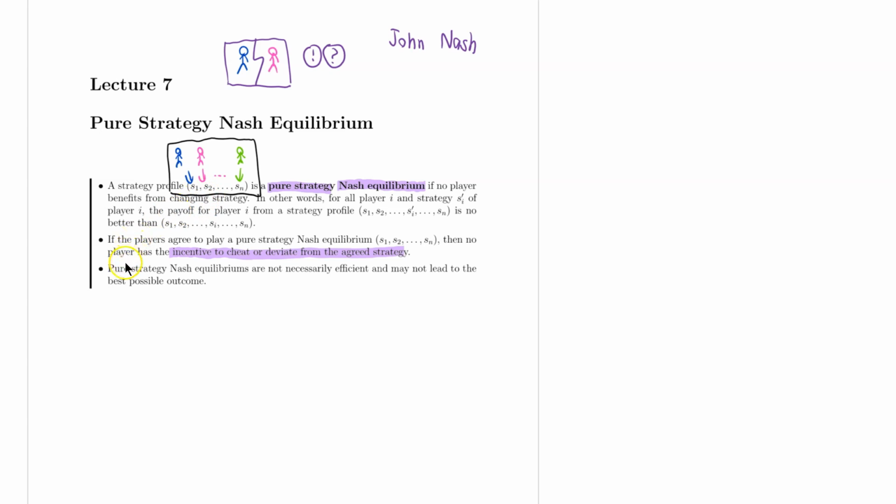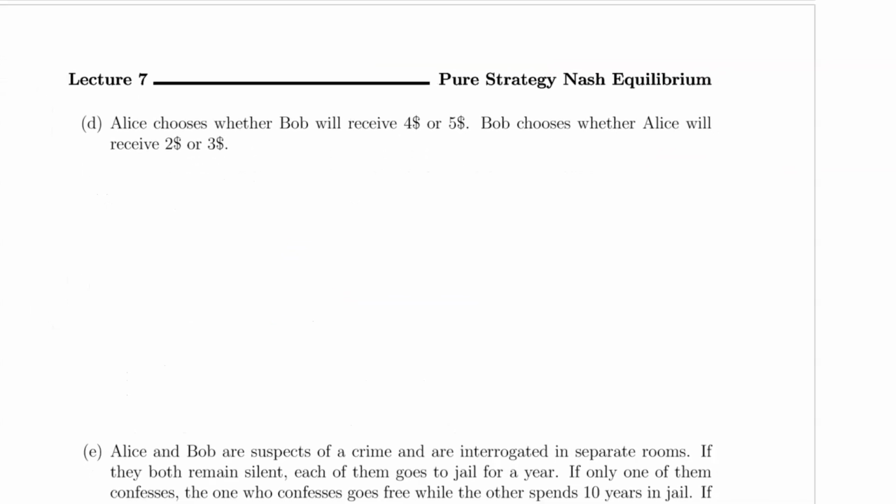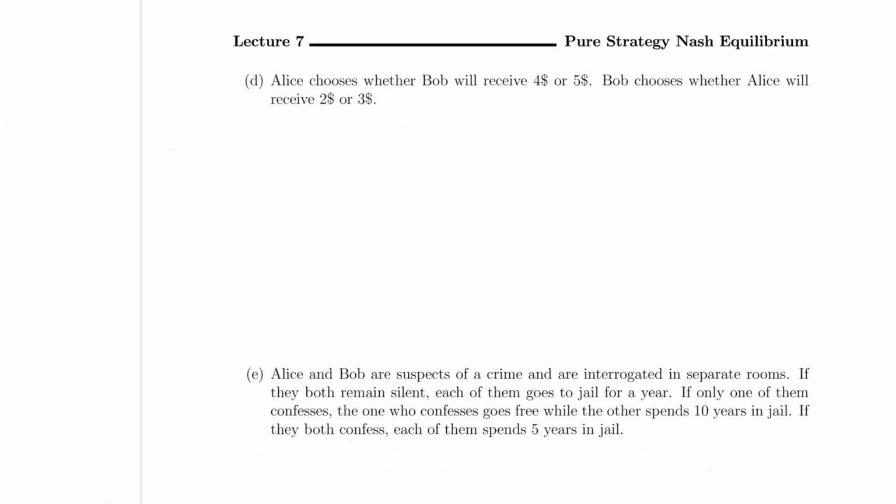Now, let me also remark that the pure strategy Nash equilibrium is the equilibrium where no player is going to change their mind. But that doesn't mean that the strategy is efficient, and it doesn't mean that it will lead to the best possible outcome. So this is some of the weird facts about Nash equilibrium. So let's take a look at the next example that we have. So let's say in this game, by the way, in the two examples here, this is gonna be a non-zero-sum game, not a zero-sum game.